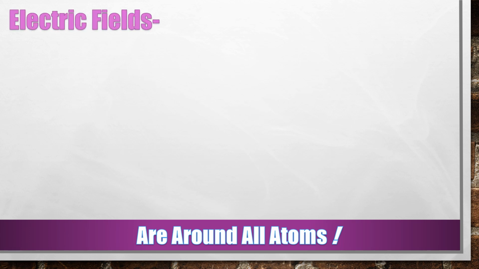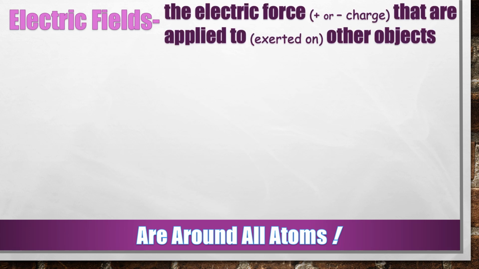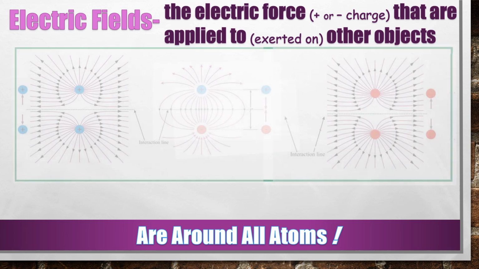Now, what the book tells us about electric fields is that it's the electric force that is exerted upon other objects. So, the electric force being the positive or negative of an atom. Instead of being exerted on, I find that to be more confusing. I talk about it being applied to. So, when we apply those electric charges, then we have these natural reactions that are happening in these electric fields. So let's give you a visual.